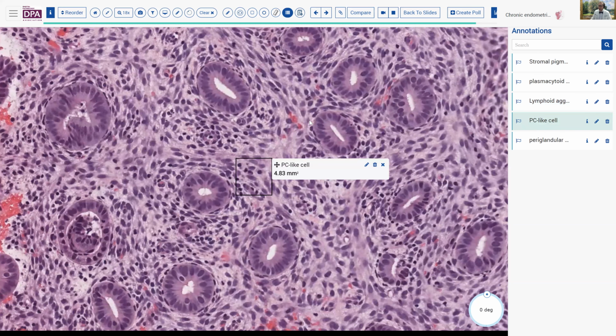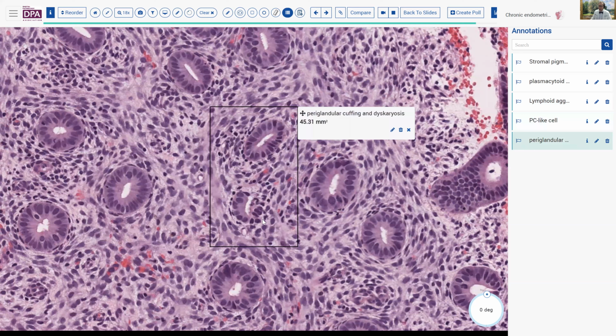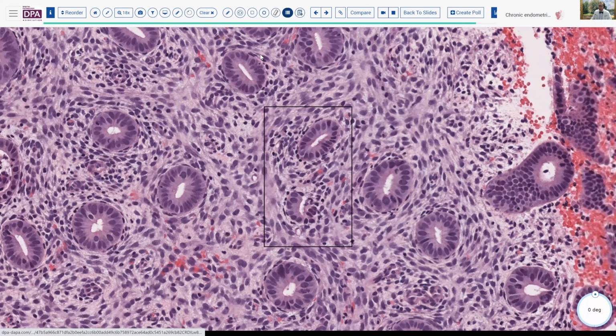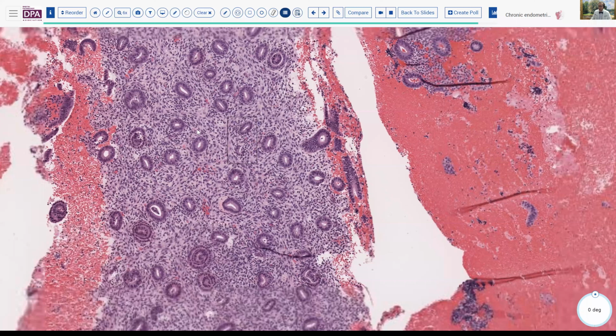And the other feature that I think may be helpful sometimes is finding this little cuff of lymphocytic cells around the glands, just indicating that there's something immunologically going on. But as you've noticed here, I have not identified any classic plasmacytic features in this lesion, despite showing you multiple high power fields and looking at this for quite some time.